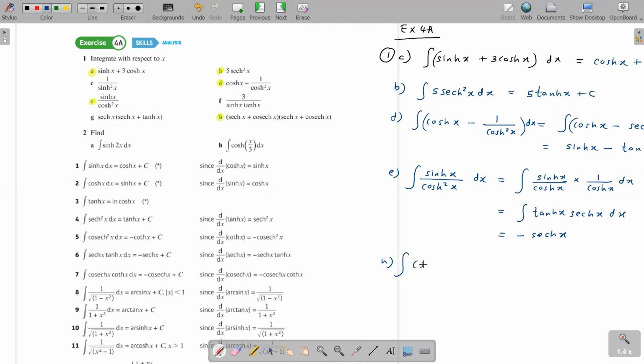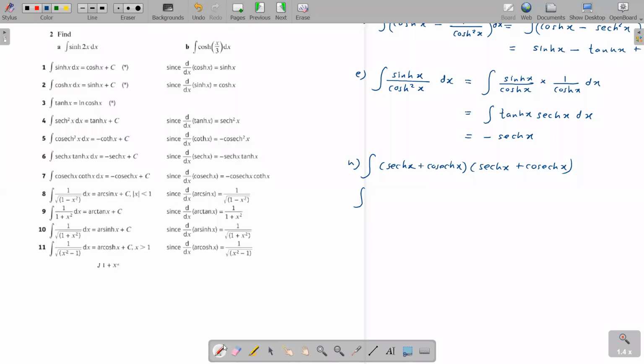The integration of sec x plus cosh x, times sec x plus cosh x, which is actually sec x plus cosh x all squared. Okay, so let's open the bracket. First thing is, before you integrate, you must expand the bracket. Okay, let's expand the bracket. Sec x times sec x is sec square x.